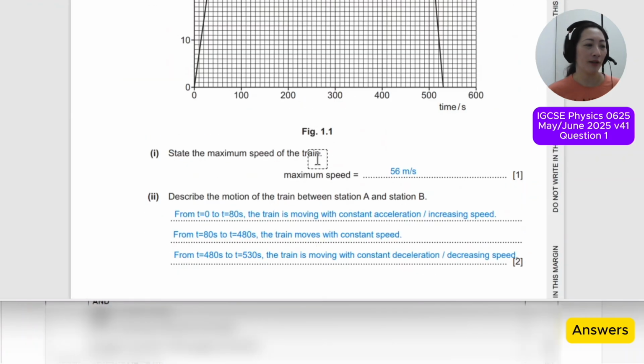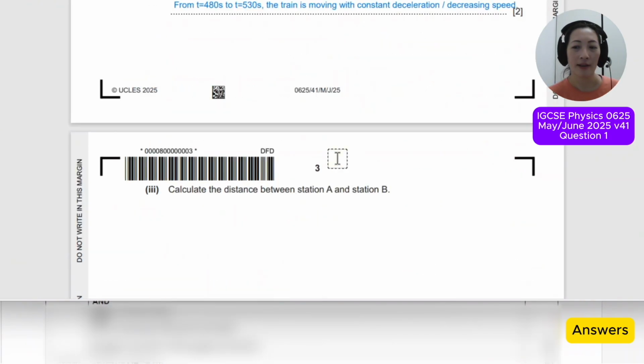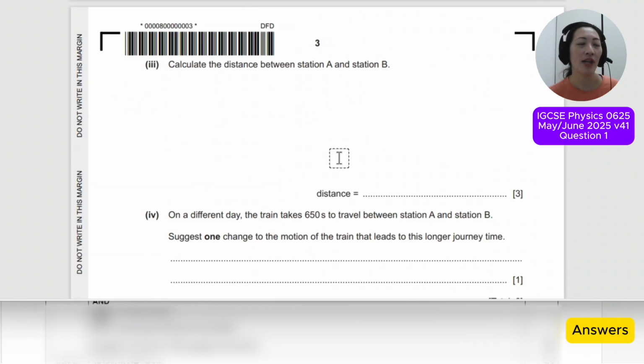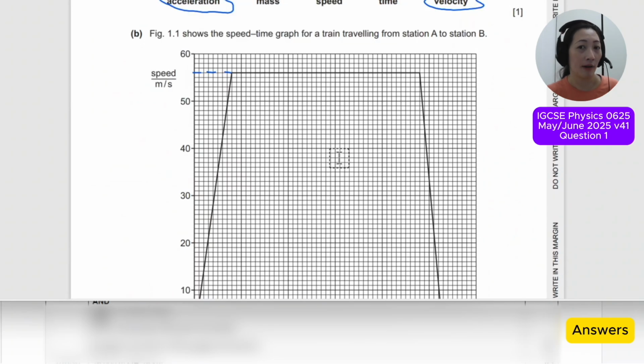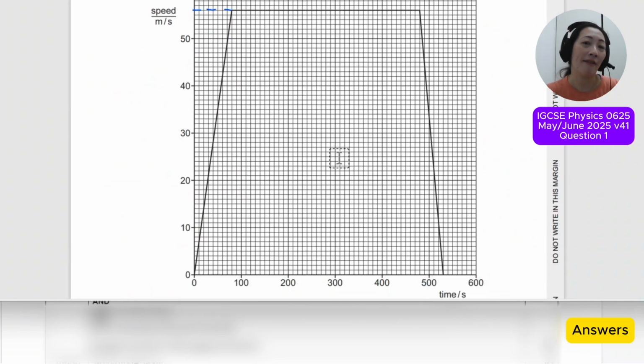Now let's move on to number 3. Calculate the distance between station A and station B. So in order to calculate the distance from a speed-time graph, let's recall, you need to calculate the area under the graph. Now, in case you don't remember how to do this, I've explained this in my video on motion graphs, and I've put the link to that video in the description below.